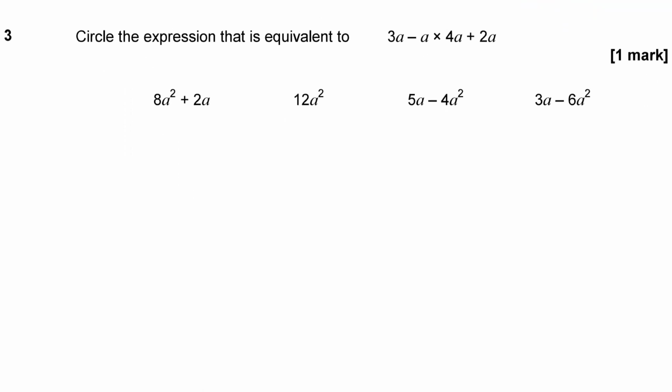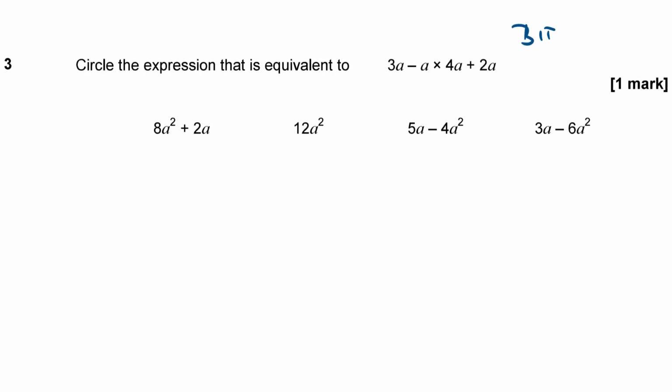Question 3. Circle the expression that is equivalent to 3a minus a times 4a plus 2a. Okay. So we've got to collect some like terms together, and also we need to remember BIDMAS. BIDMAS says brackets, indices, division, multiplication, addition, subtraction, which means we have to do the multiplying first. So we've got to deal with that bit there, haven't we? Okay, so what's a times 4a? A times 4a is 4a squared.